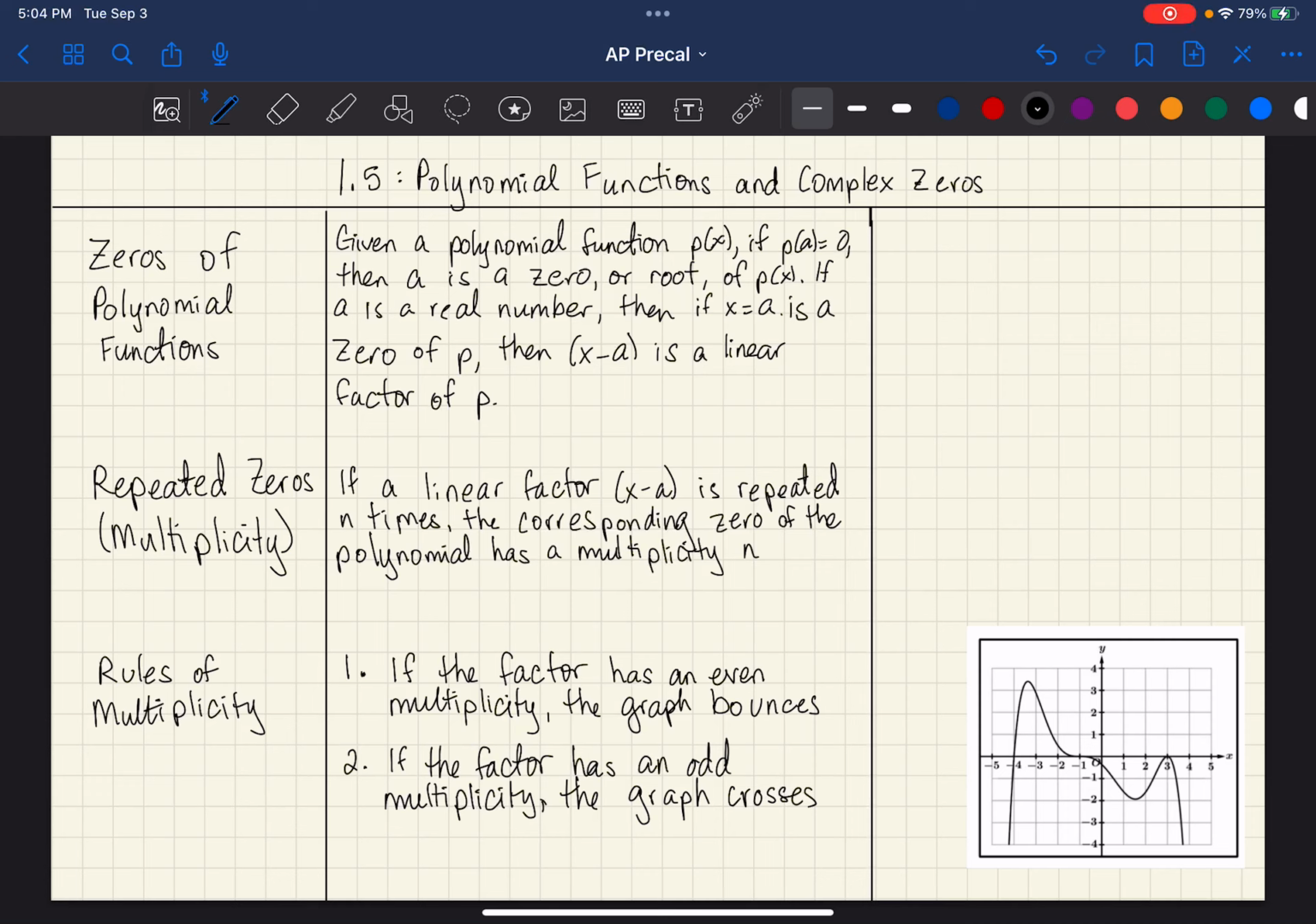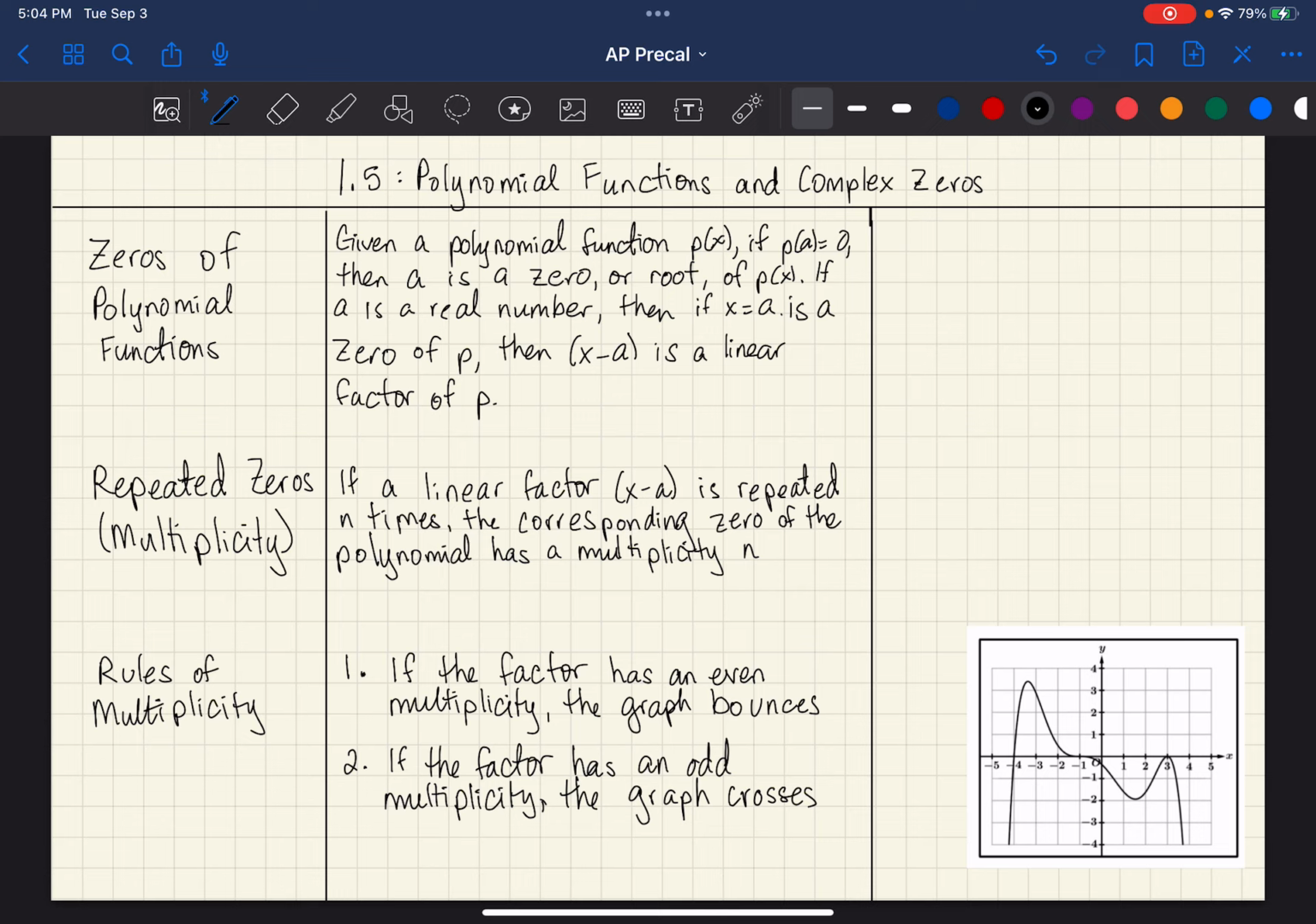Hey everyone, so we are now covering 1.5, polynomial functions and complex zeros. So the zeros of polynomial functions: given a polynomial function p of x, if p of a is equal to 0, then a is a zero or root of p of x. If a is a real number and x equals a is a zero of p, then x minus a is a linear factor of p.